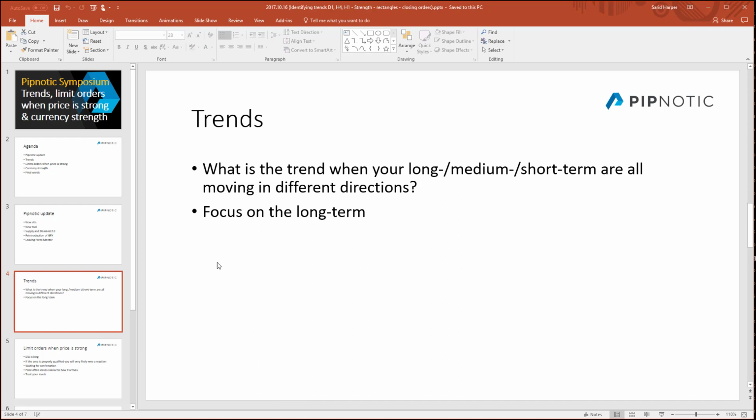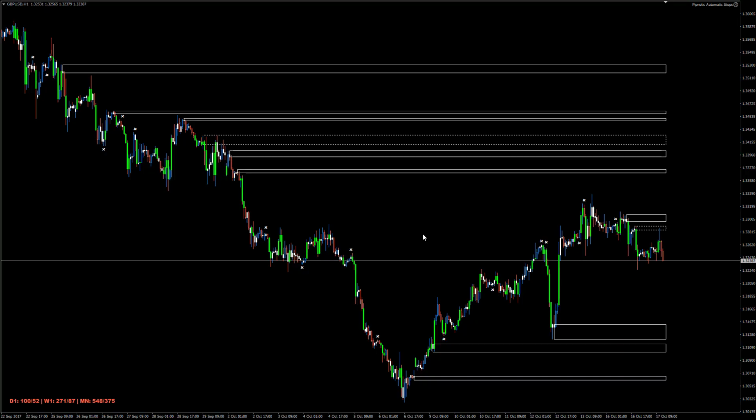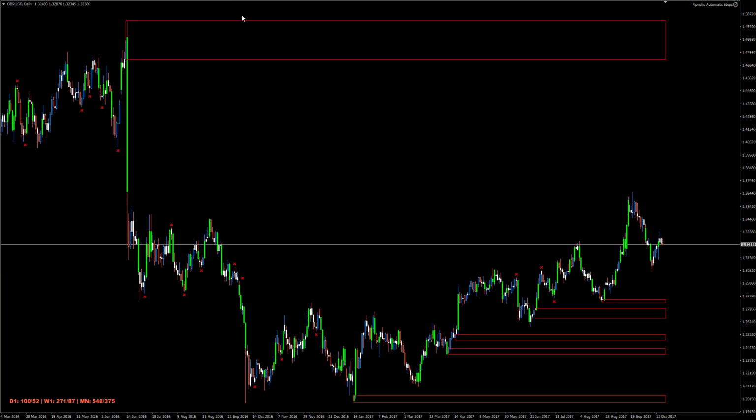What do you do? Well, the most important thing is that you must focus on the long term for your trend. So if we go back to the chart here, we have a look here. So the long term is our daily chart. What is this doing? Well, it's very clearly moving higher.